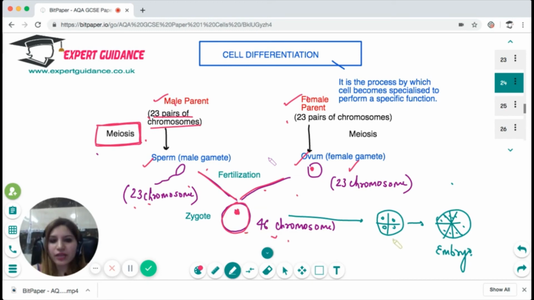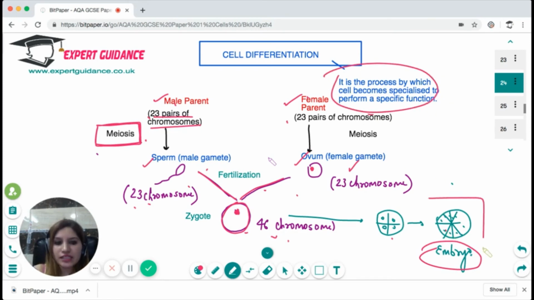Now the zygote divides into 2, 4, 6, 8 and many cells and forms an embryo. At this stage, the entire cell mass is unspecialized. It has no function. We do not know which part of the cell mass will form the digestive system, or which part will form the circulatory system. After that, the process of cell differentiation begins. This embryo, whose cells have not yet specialized, consists of stem cells. So stem cells are the undifferentiated mass of cells which can differentiate into any cell type.